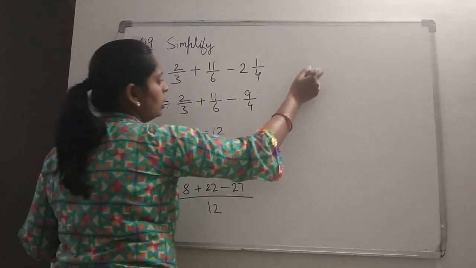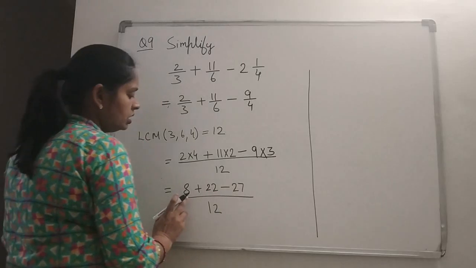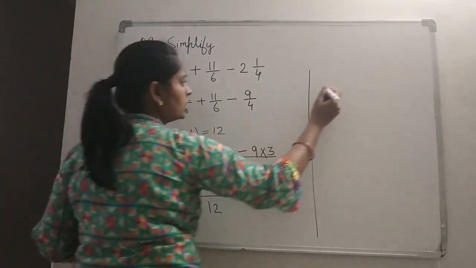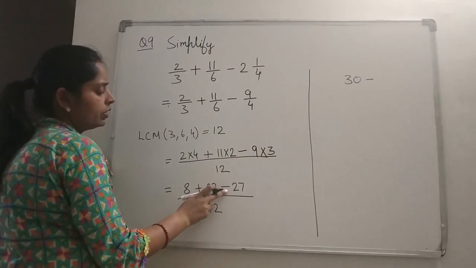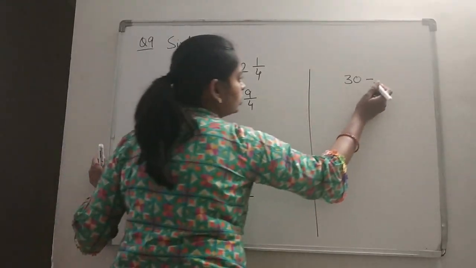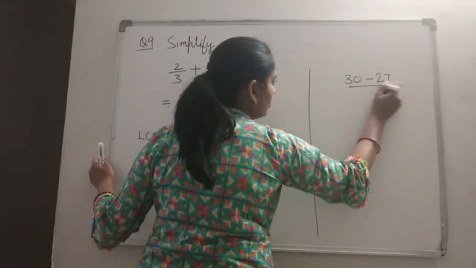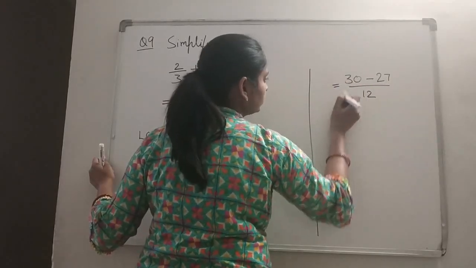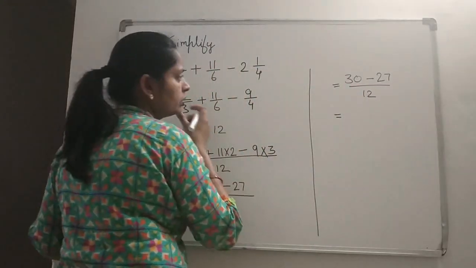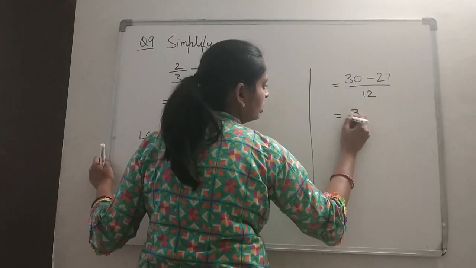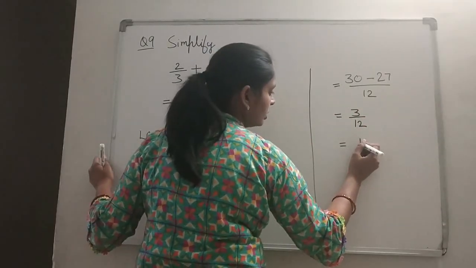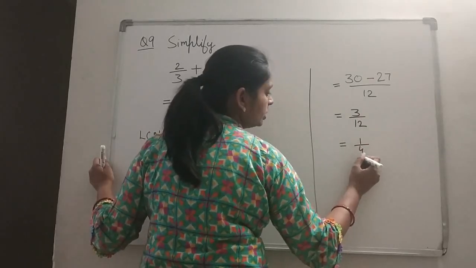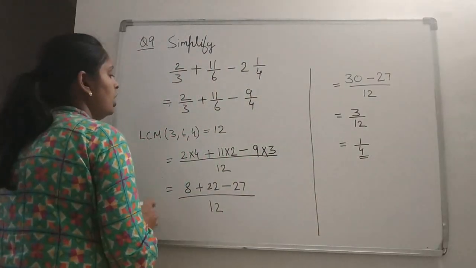Right? And you know first we have to go for the addition. 22 plus 8 is how much? 30. And in the last term we are having minus 27. So 30 minus 27 upon 12. 30 minus 27 is how much? 3. 3 upon 12. But both are divisible by 3. So 3 1s are 3 and 3 4s are 12. So 1 upon 4 is your answer for this.